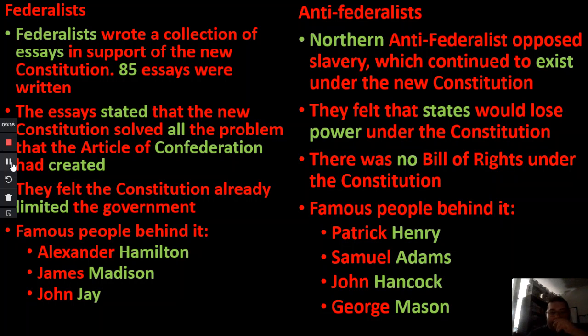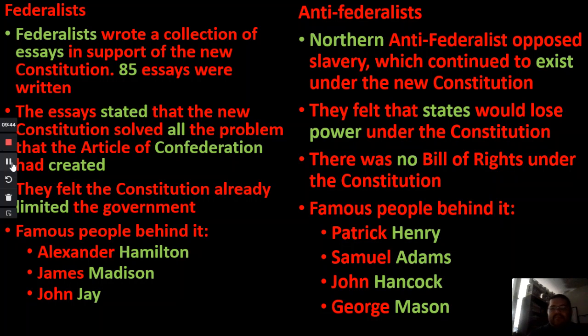Okay. Now they felt that states would lose power under this new Constitution because the government has so much more power than it did in the Articles of Confederation. And they felt that the government's going to take over and push their will on the people, and the states are not going to be able to do anything. And again, they were like, we still want something on paper saying these are your rights as citizens.